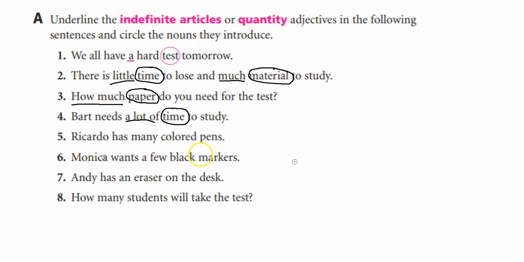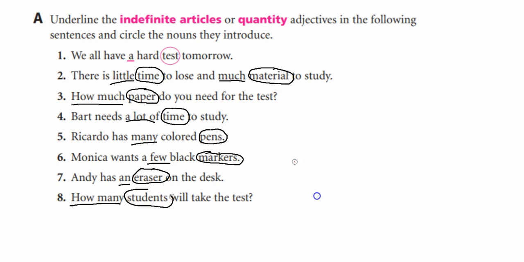Adjective of quantity. Ricardo has many colored pens. We're looking for many and pens as your noun. Monica wants a few black markers. Few markers. Few is your quantity, markers is your noun. Andy has an eraser on his desk, one eraser. And then how many students will take the test?